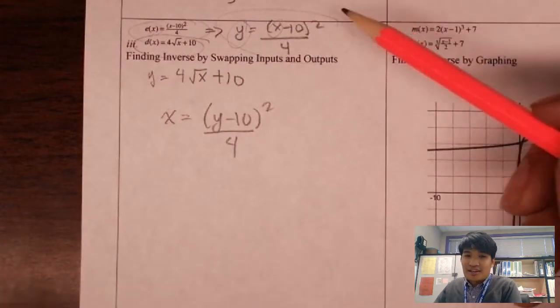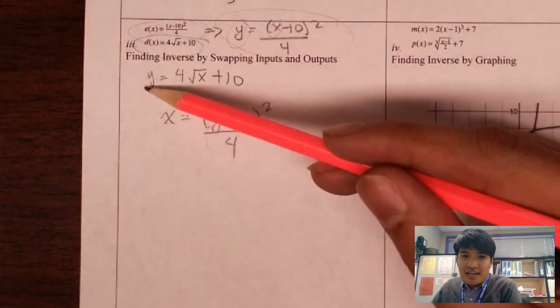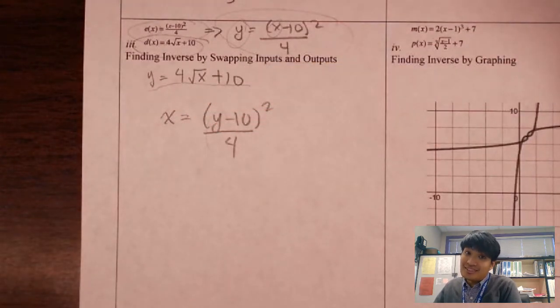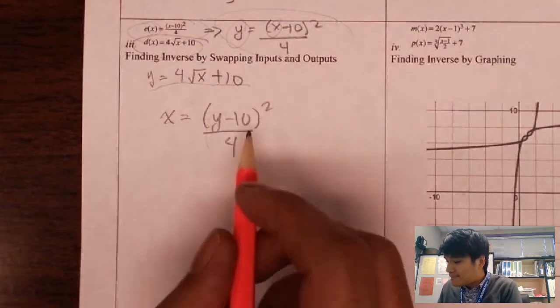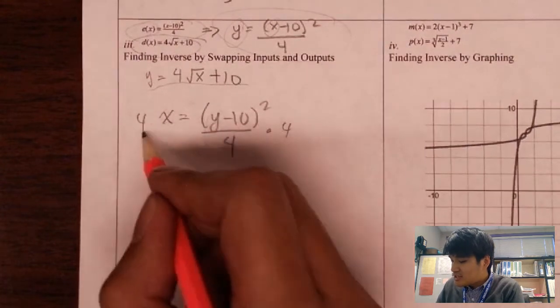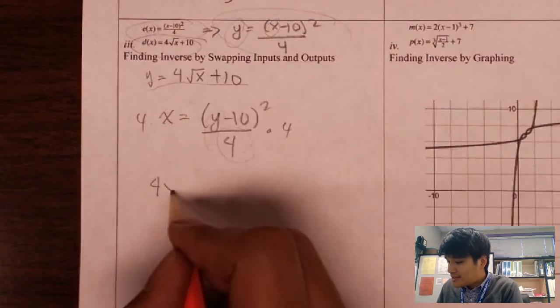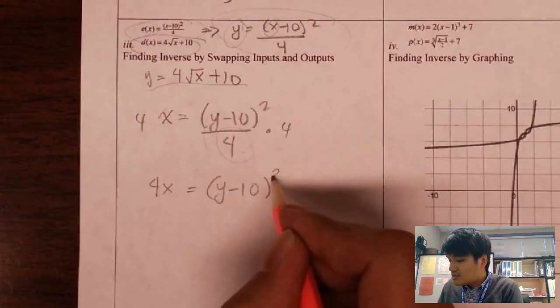The main goal here is to see if I solve for y, will it match this equation here? I don't know. You just got to find out. So let's try it. We got to solve for y. One of the first things I should do is multiply by 4 on both sides, so I can get rid of this denominator. So I get 4x is equal to (y minus 10) squared.